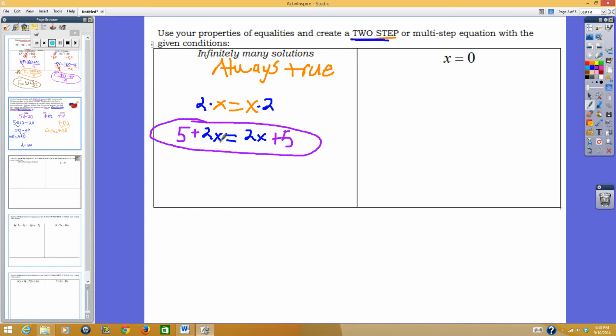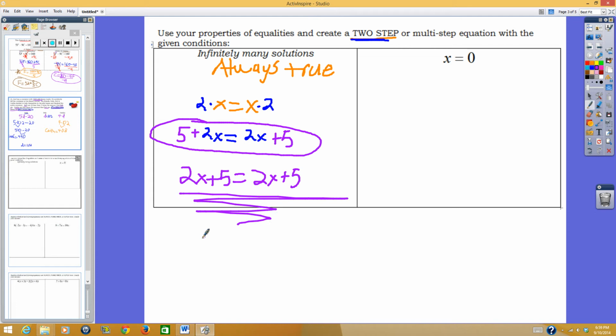It's just written backwards. If this messes with your head and you want to rewrite it as 2x plus 5 equals 2x plus 5, that's cool. That is completely fine. Okay? But I really urge you to please don't just write down this one that I wrote down. Try to come up with your own for this one, because that is what's going to help you on this test. Okay.